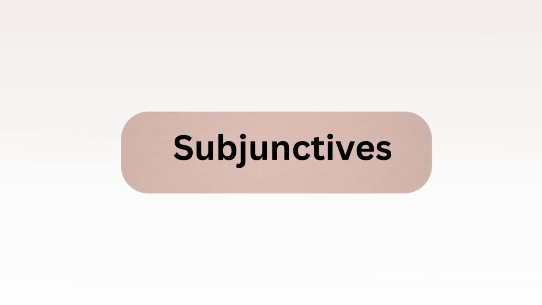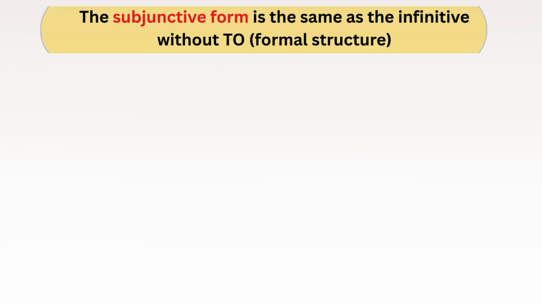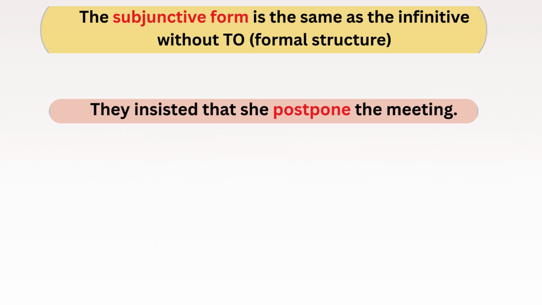Remember that previously I mentioned subjunctive forms, and let me show you what the subjunctive form is. The subjunctive form is the same as the infinitive without to. It's a formal structure, and it's quite widely used in formal language. They insisted that she postponed the meeting. Look at this sentence, she postponed.